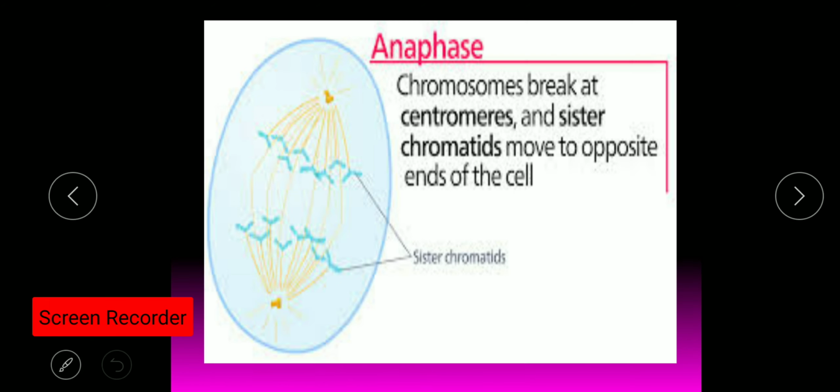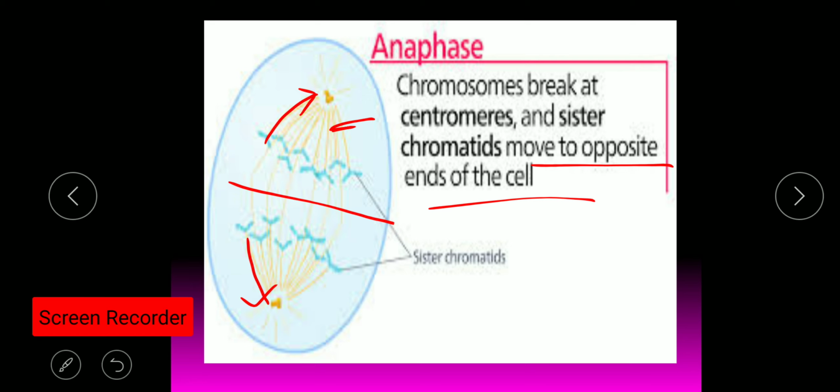So this is the pictorial depiction. You see that the centromere has divided and each sister chromatid is pulled towards the opposite poles. So the chromosomes break at the centromere and the sister chromatids move to the opposite ends of the cell. So there is contraction of the spindle fiber and there is the division of the centromere.